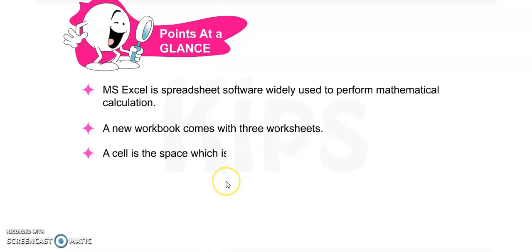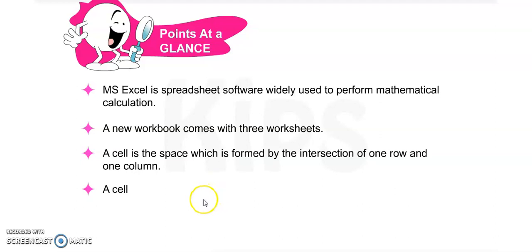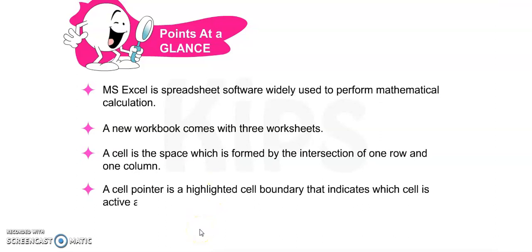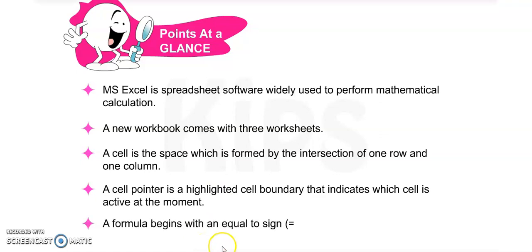Now I will revise the chapter with some points at a glance. Excel is a spreadsheet software widely used to perform mathematical calculations. A new workbook comes with 3 worksheets. A cell is the space formed by the intersection of one row and one column. The cell pointer is the highlighted cell boundary that indicates which cell is active at the moment. A formula begins with an equal sign.